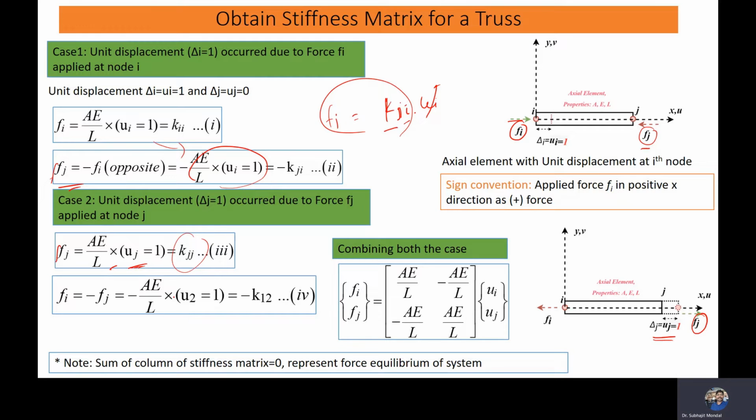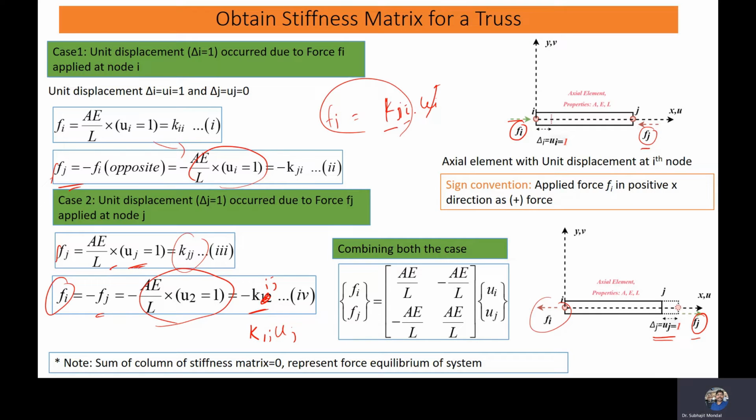So basically Kjj. Now again we can obtain the force developing at the ith node. Here again this Fi will be the same as Fj and opposite in magnitude. So Fi for this case will be minus Fj, and that magnitude is AE by L into U2 equal to 1. Now we can write it as K12, or you can write Kij, very basically the force required at, or you can say the force developed at the ith node due to unit deformation at the jth node. So you can write it really as Kij.